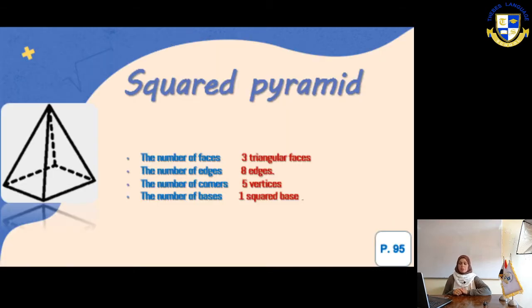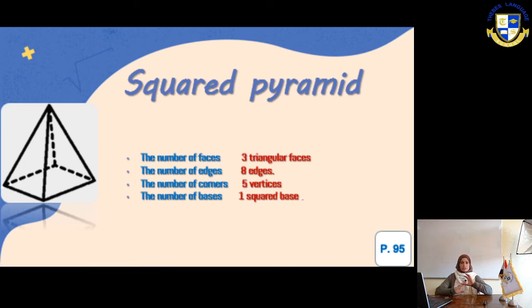The square pyramid. The base of this shape is a square. That's why it's called a square pyramid. Number of faces, 3. Number of edges, 8. Number of corners, 5. And number of bases is just 1 square base.